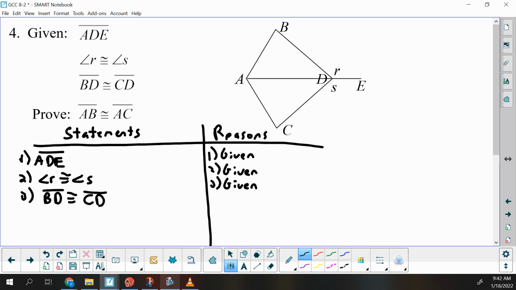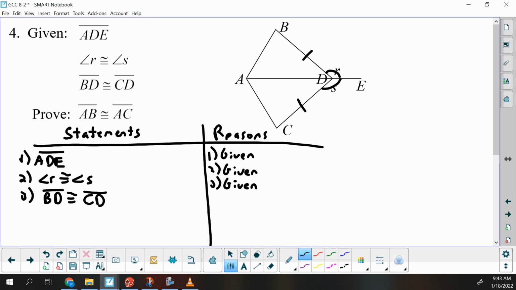We have some things that are congruent, so let's mark a bump in our picture. We have angle R congruent to angle S. We have BD congruent to CD. Let's look and see what we want to prove, and we'll come up with a plan. We want to prove that AB is congruent to AC.